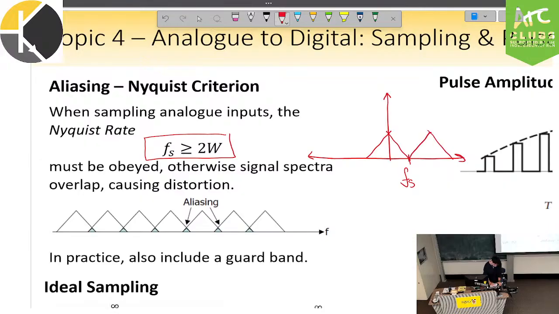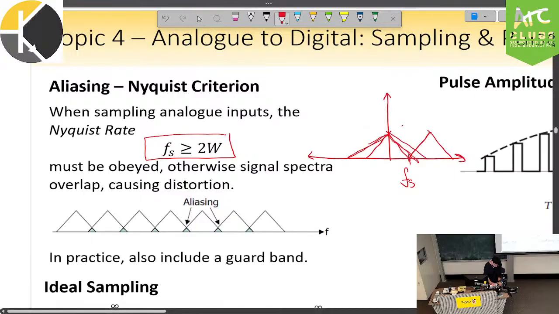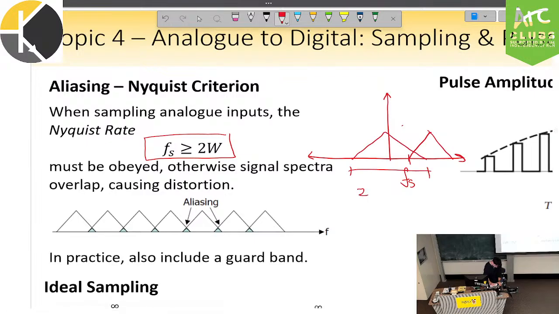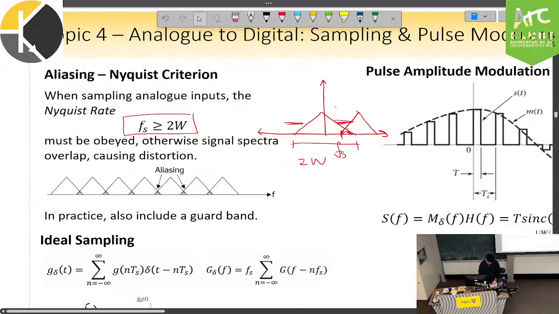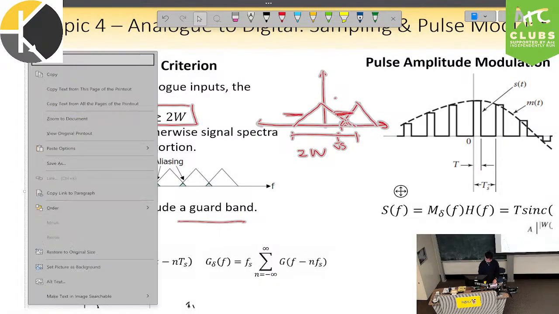So if our message has a bandwidth that is wider than fs on both sides, so this being twice of your bandwidth, then we will get this overlapping occurring, and this is called aliasing. Aliasing is not desired because then we'll have this addition of these two waves creating some sort of distorted frequency output, so when we convert back to the time domain, we're not going to get the message that we want. In practice, we also include a guard band just to be extra sure that this phenomenon doesn't occur.